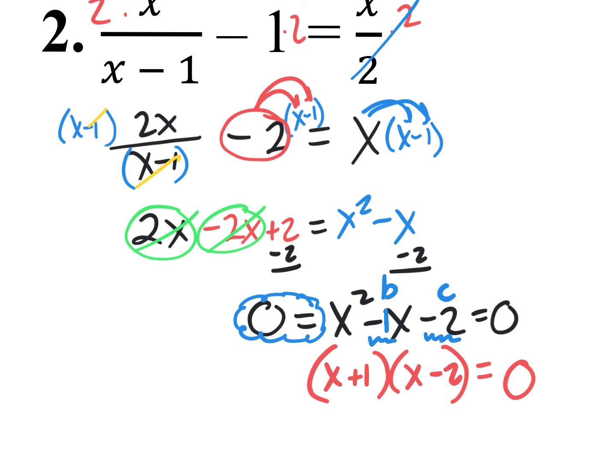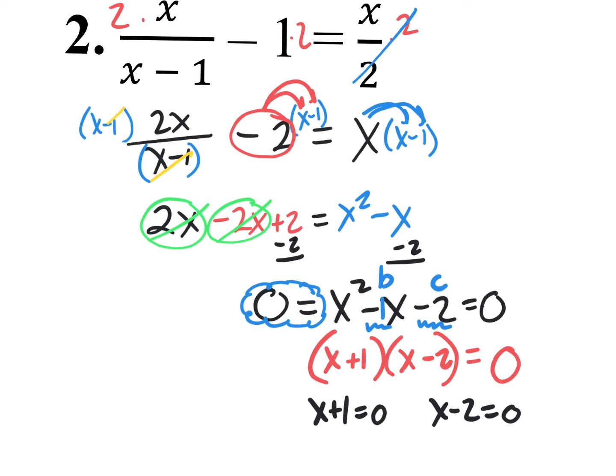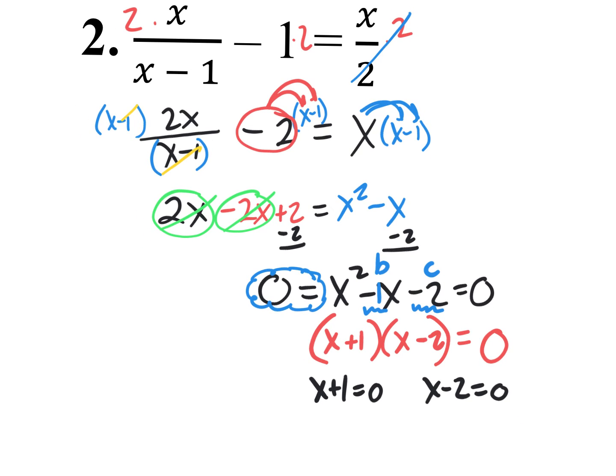And again, now we could use the zero product property, which allows us to split the x plus 1 and the x minus 2. Say that x plus 1, that could be 0, and the x minus 2, that could be 0, giving us two answers. The two answers are x equals negative 1 and x equals positive 2.